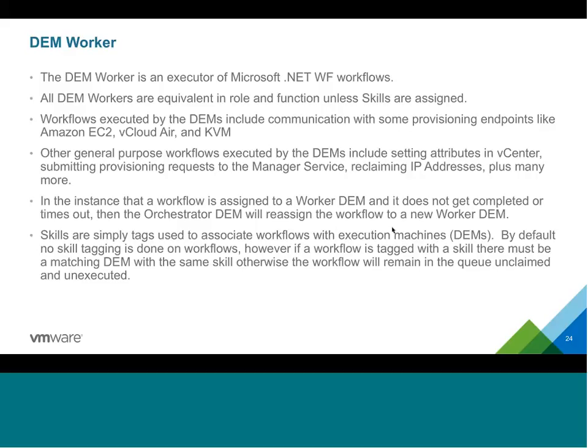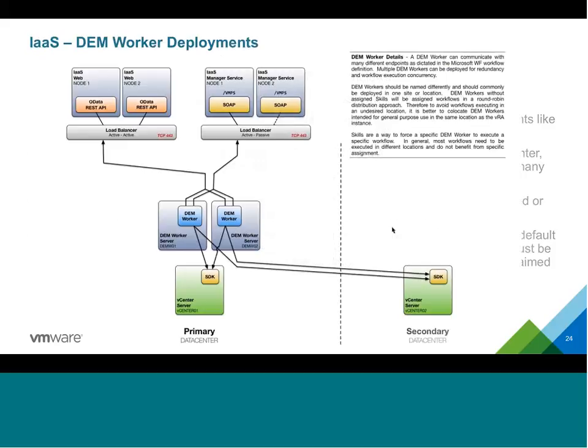For typical worker deployments, you will deploy multiple workers for high availability purposes, and it's not a one-to-one relationship, it's one-to-many. So a single DEM worker can talk to multiple endpoints, right? And there's a limit. Typically, a single DEM worker would have 100 concurrent workflows running on it. So you would increase your number of DEM workers depending on the workload running on the vRA environment. You would need to scale accordingly, right?